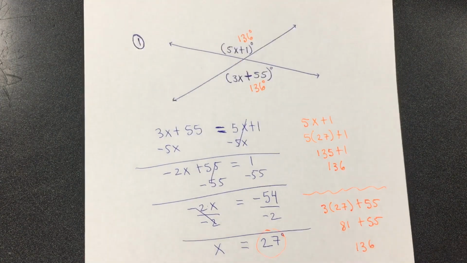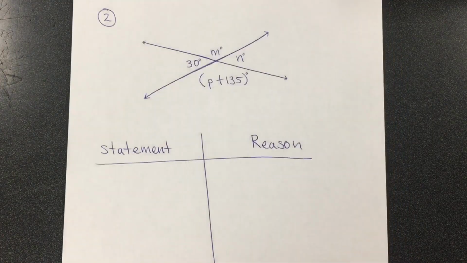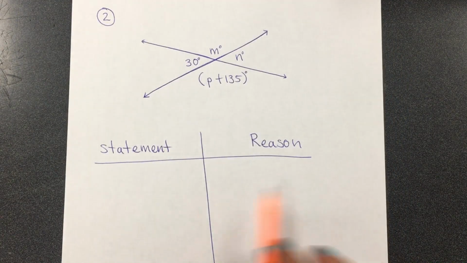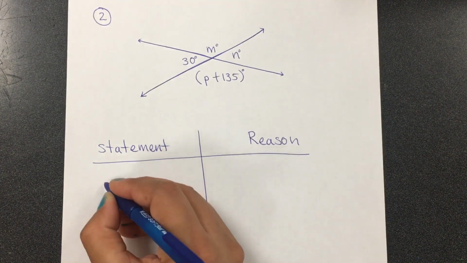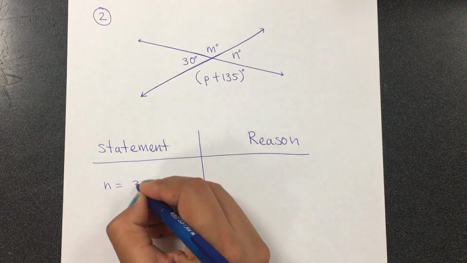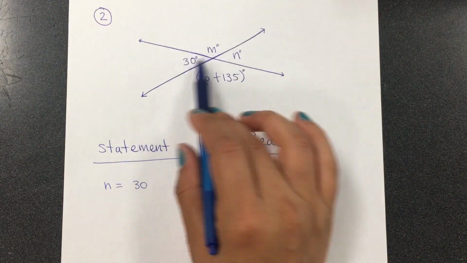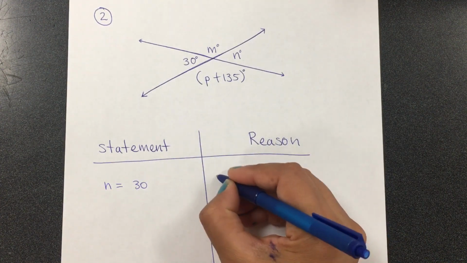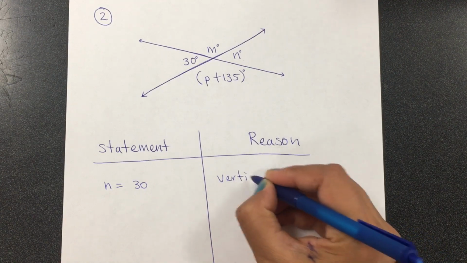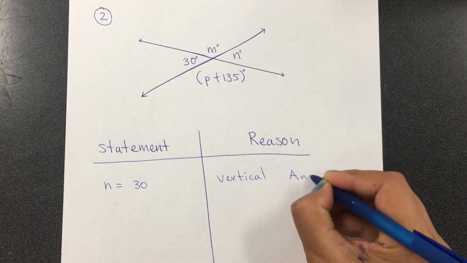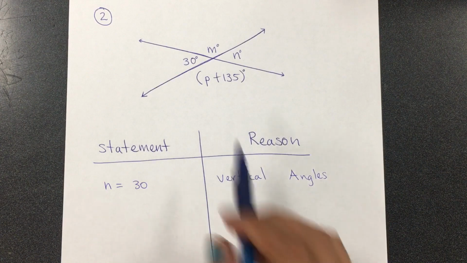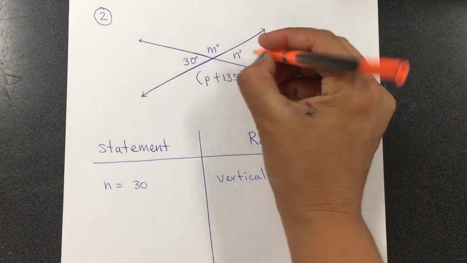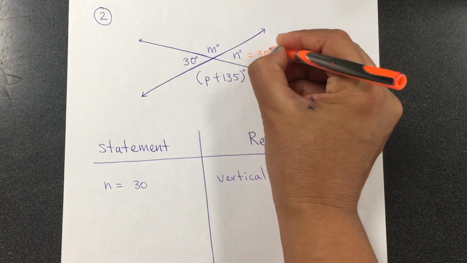Okay, let's do another example. This is a little simpler, but at the same time, we're going to be putting statements and reasoning. So we can say that n is equal to 30, and the reason is because they are vertical angles. And remember that vertical angles are congruent to each other, so we can say that this is 30 degrees.